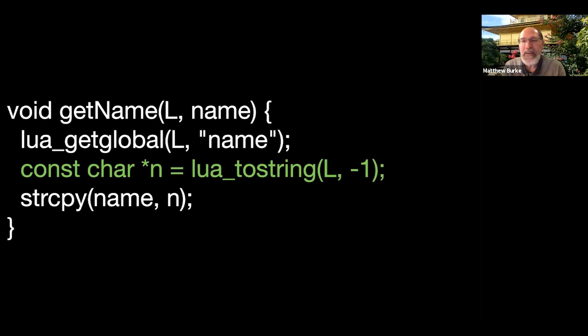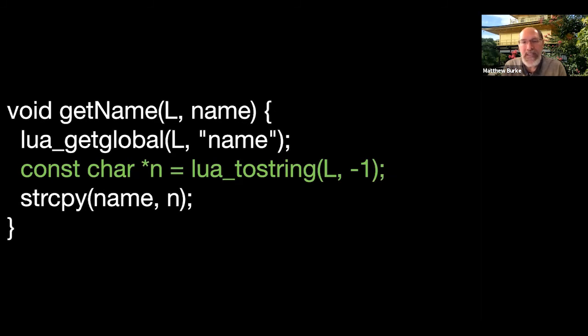The indexes that we use, so for example, you see here lua_tostring(L, -1), because we need to pass the Lua state to every Lua function, and then -1, that's the stack index. Positive stack indices start with 1 at the bottom of the stack and go all the way up to the top of the stack. The negative indices work the other way around. So -1 is the item on the top of the stack.